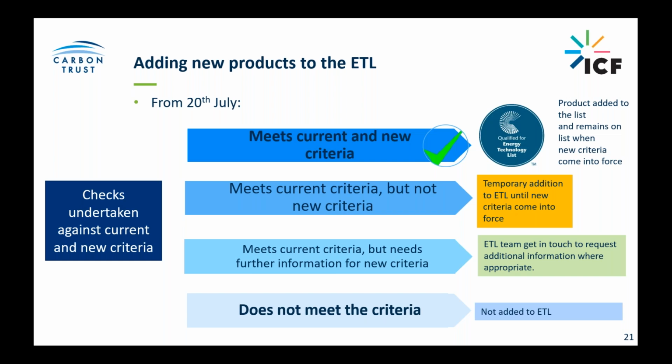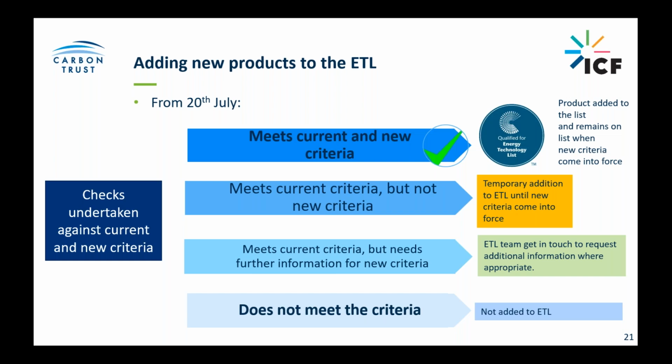I.e. the ones that are planned to come into force on 28th of September. And that's for any categories that are changing. And if they do meet those, the product goes on the list and then stays on there when the new criteria are introduced. That's a big tick. So the next scenario could be, does the product meet the current criteria but not the new criteria? And in that case, there's a temporary addition of the product to the list until the new criteria come into force.